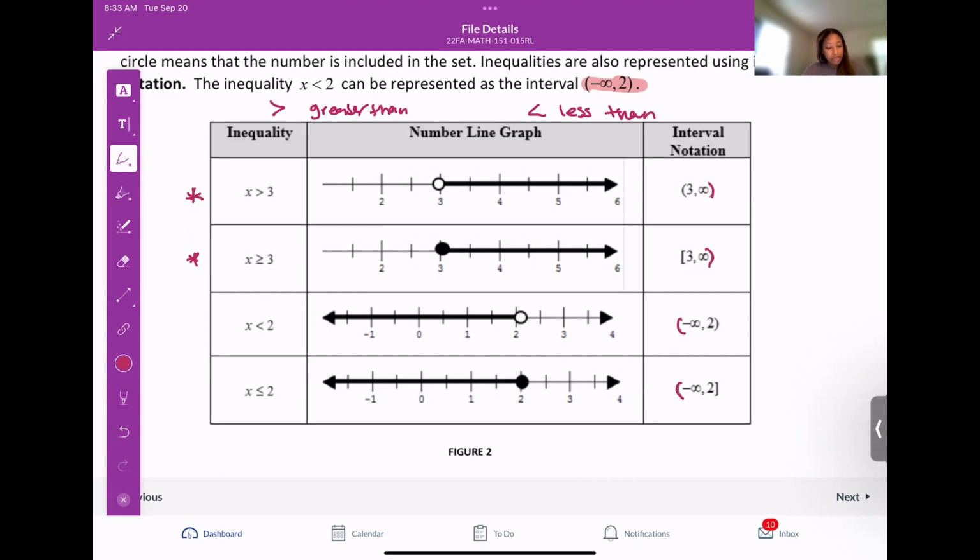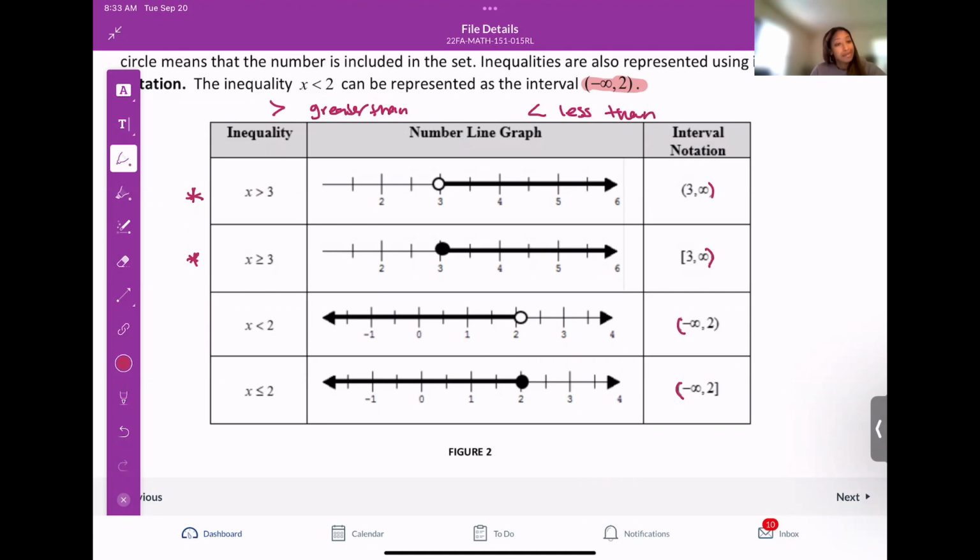All right, so now we see what your final answer will look like for the inequalities that we solve. X is greater than 3, x is less than or equal to 5, x is greater than or equal to 1/2. That's what our final answers will look like. And then we have to show what that looks like on the graph and in interval notation.